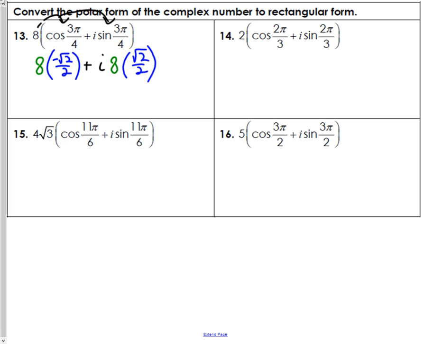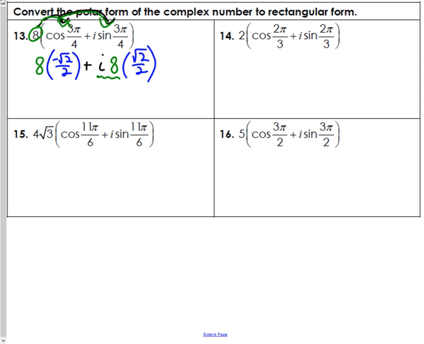So again, just showing what the colors are for here. That 8 is for this whole number 8 that's outside. That's our absolute value, the modulus. That's been distributed to both of these terms. If this order right here bothers you, don't worry, we are about to change it after we simplify.